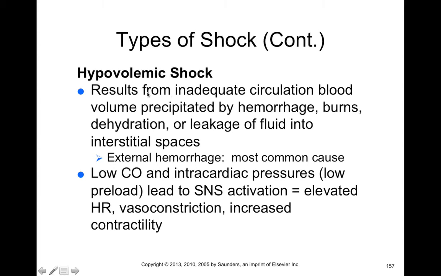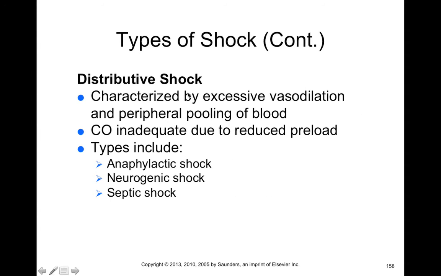Now, external hemorrhage is the most common cause of hypovolemic shock, and so what this leads to is that by having low blood volume, you'll see low cardiac output and low intracardiac pressures. Now, this leads to excessive sympathetic nervous system activation. So you see elevated heart rate, vasoconstriction, and increased contractility, which are all aimed at attempting to increase cardiac output and increase blood pressure.